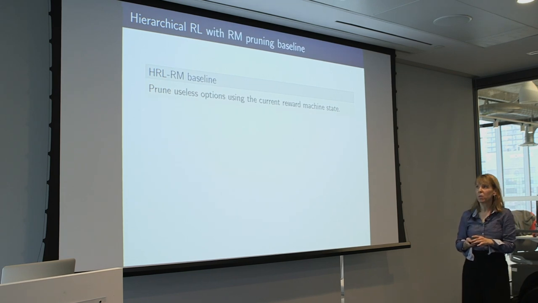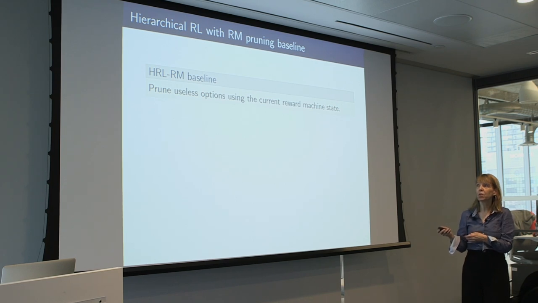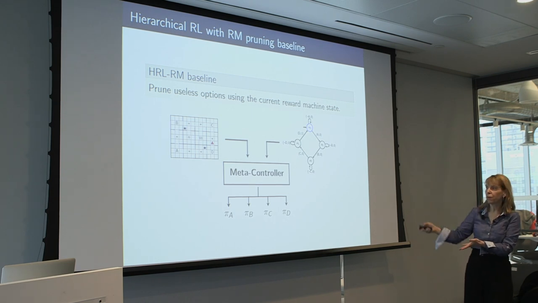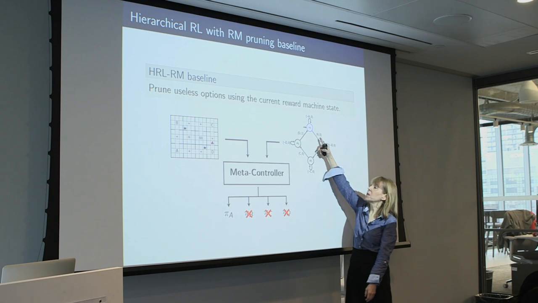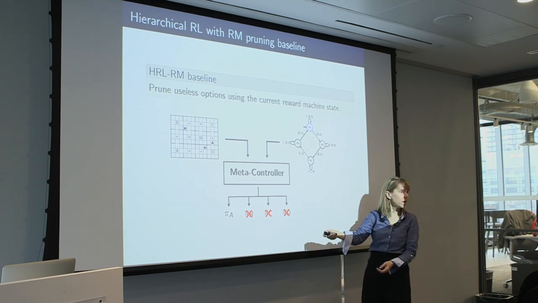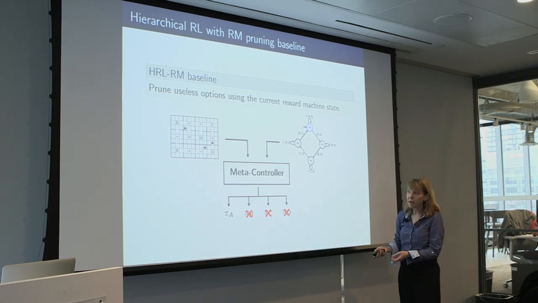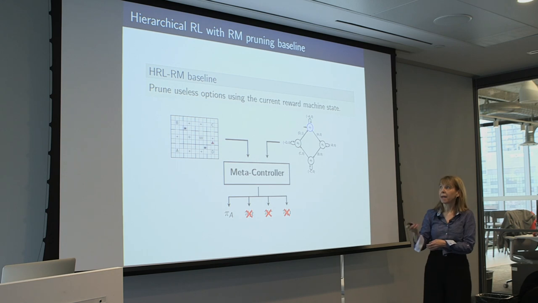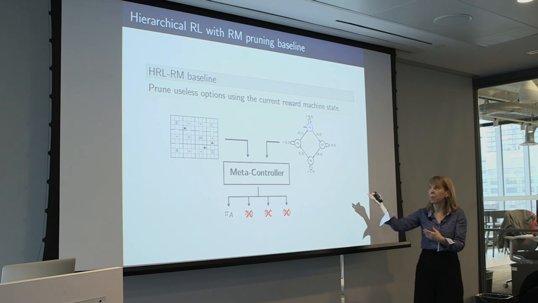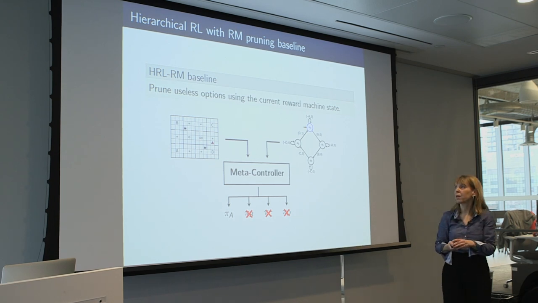So the third thing that we wanted to do was to give the hierarchical reinforcement learning system a little bit of a boost. And so we wanted to augment it with a reward machine so that the reward machine could actually prune useless options using the current reward machine state. So again, same model as we saw before. But now, if you know you're at U0, then you know the only policy that you should be looking at is pi of A. And so you can prune these other policies from your meta controller, and thereby, and again, remember there are some that are disjunctive. There isn't always only one policy that works, but thereby you can actually be more efficient in terms of your learning.